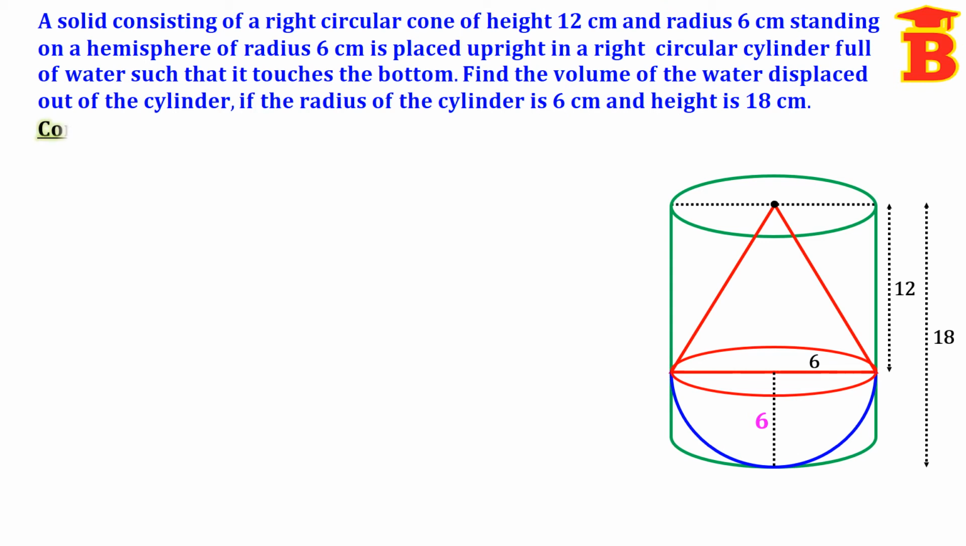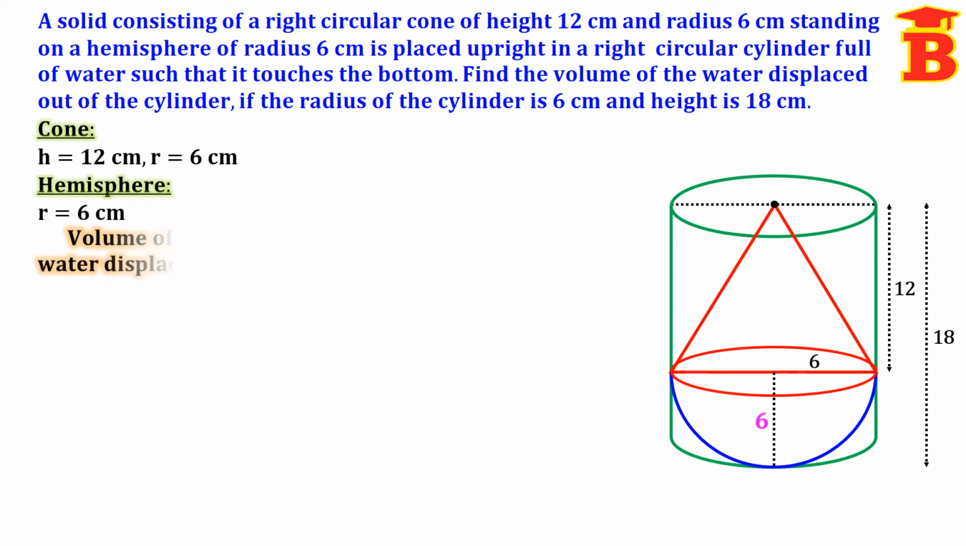Now let us write the given informations. First let us write the cone. The height is 12 centimeter and the radius is 6 centimeter. Next let us write hemisphere. Hemisphere, the radius is same, that is 6 centimeter. Now we have to find the volume of the water displaced equal to the volume of solid placed. So here already this cylinder is full of water. So if we place this solid inside the cylinder, the water is removed out. The volume of that water displaced is the volume of this solid placed.